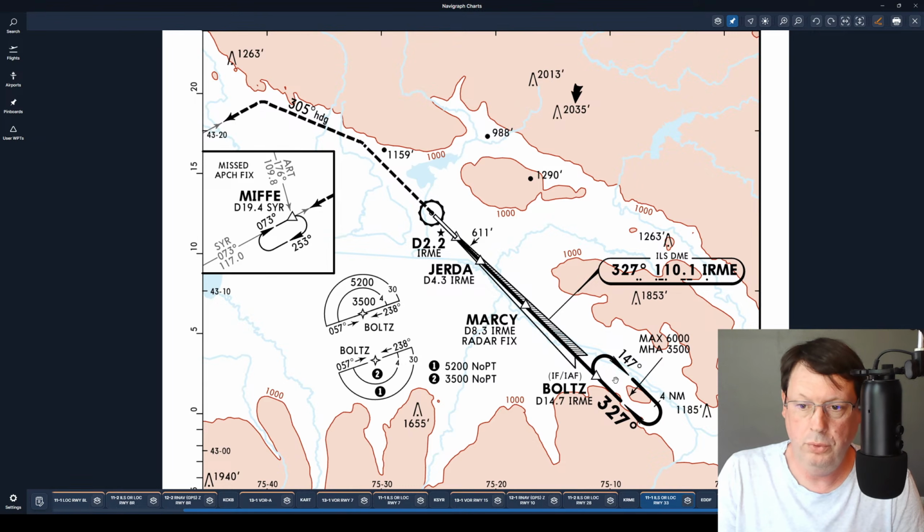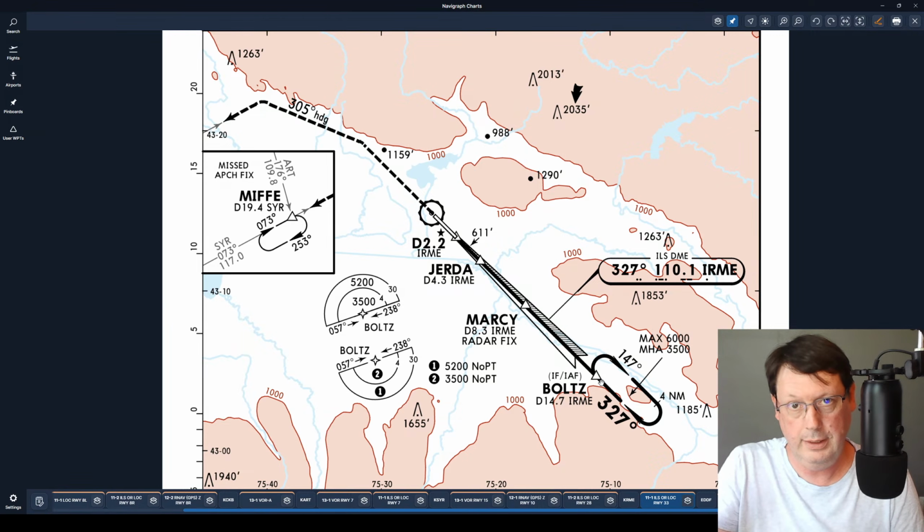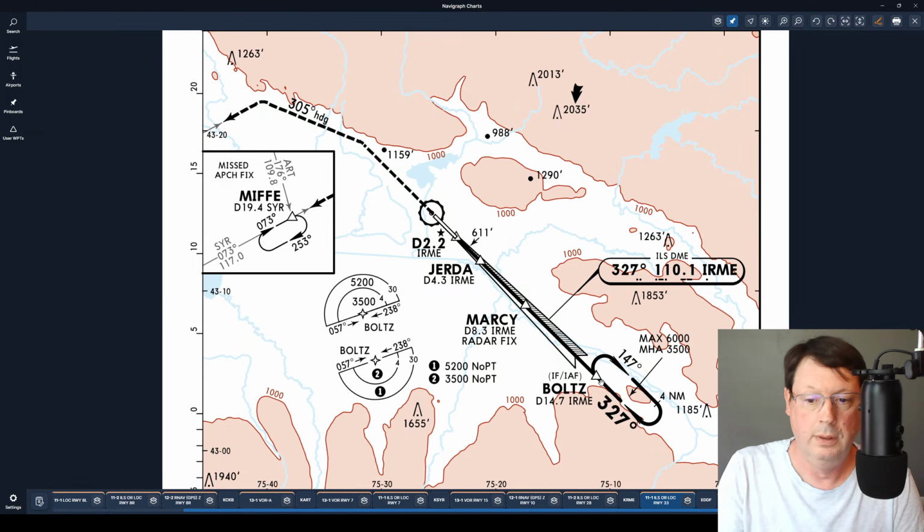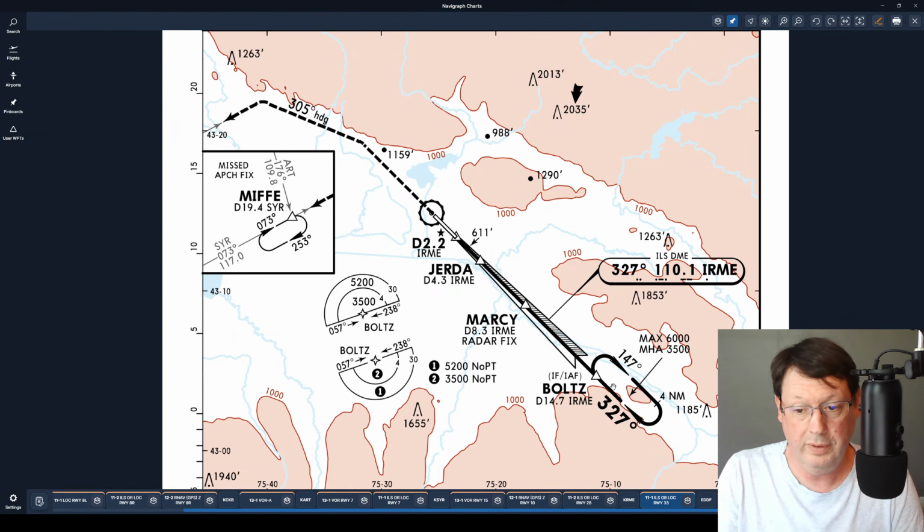So what you would do is fly to D14.7 IRME, which is 14.7 nautical miles from this radio beacon right here. Once your localizer needle, your left-right needle on your OBS, centers, that means you're right on this 327 inbound course. And when your DME says 14.7, you are at Bolts. Then you would continue on to Marcy, and you can see Marcy is D8.3 IRME.